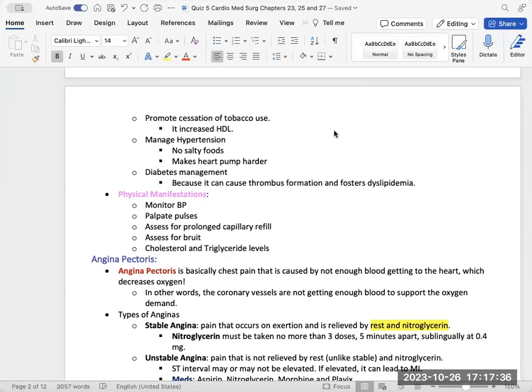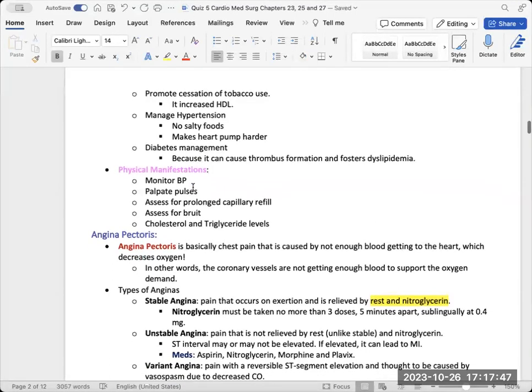Okay, so continuing on, like I said, knowing about those risk factors also lets you know what sorts of patient education I should be telling them, right? So no salty foods, or just watching their salt intake, because it's going to affect the contractility, or the heart's ability to pump. And diabetes management, right? Because diabetes is a metabolic syndrome that can cause a lot of different things, but it can also cause plaque formation. So we want to watch out for that.